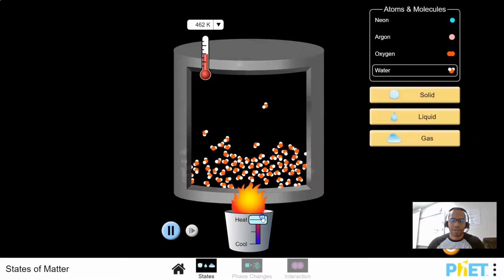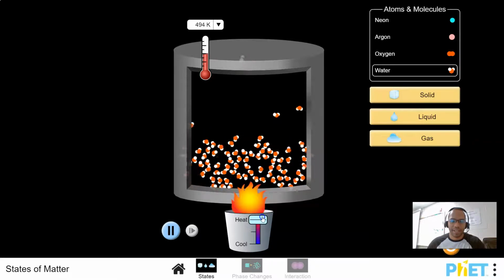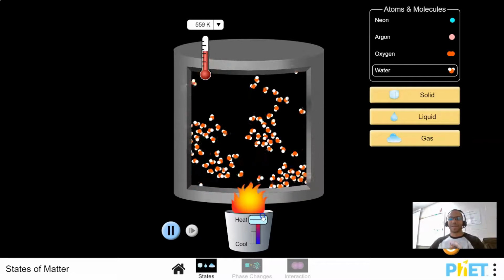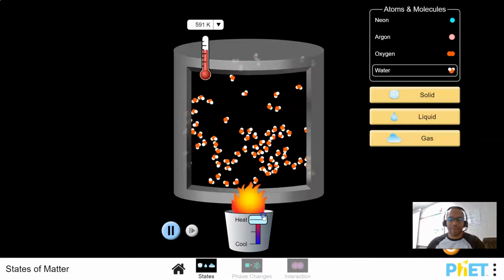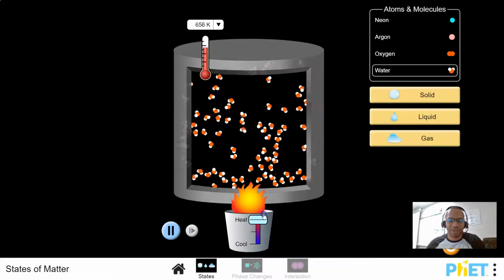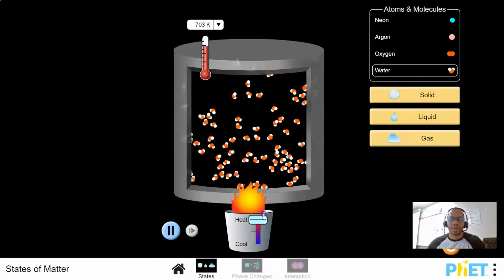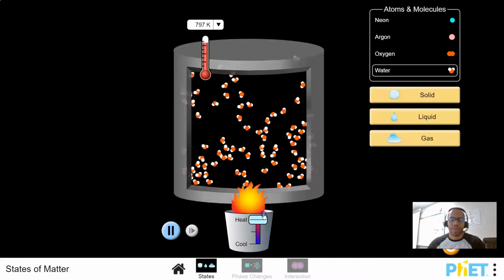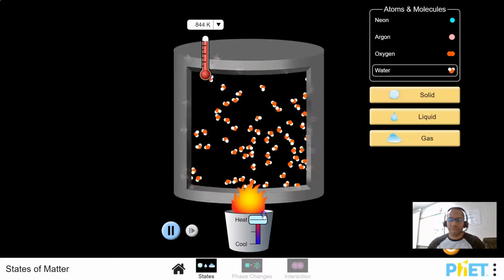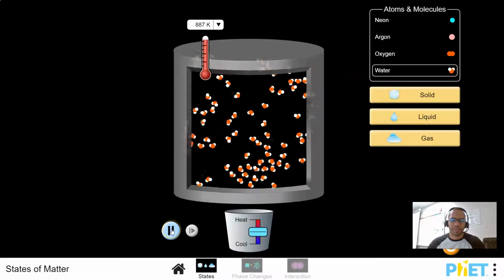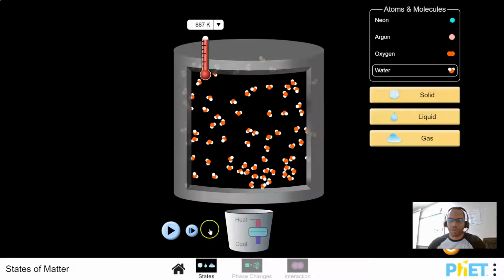Round and around and around. Okay, so we continue to increase the temperature. Now guess what phase of matter this is. Well, you only have one other option, and that is a gas, right? So when water, H2O, has enough kinetic energy, it becomes a gas, right? And this is known as water vapor.